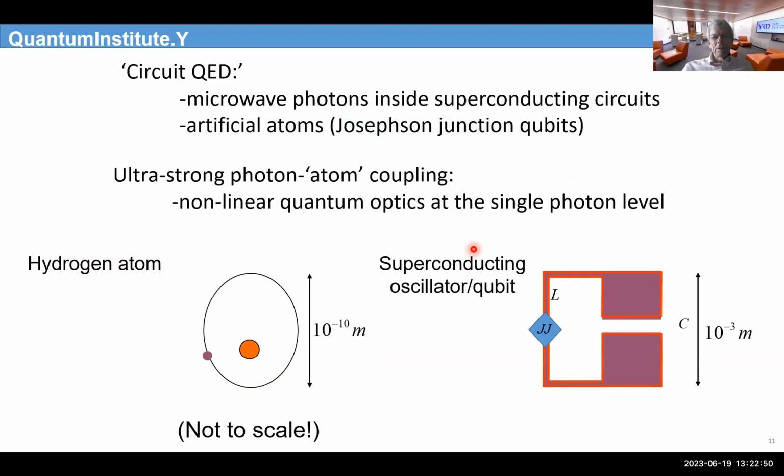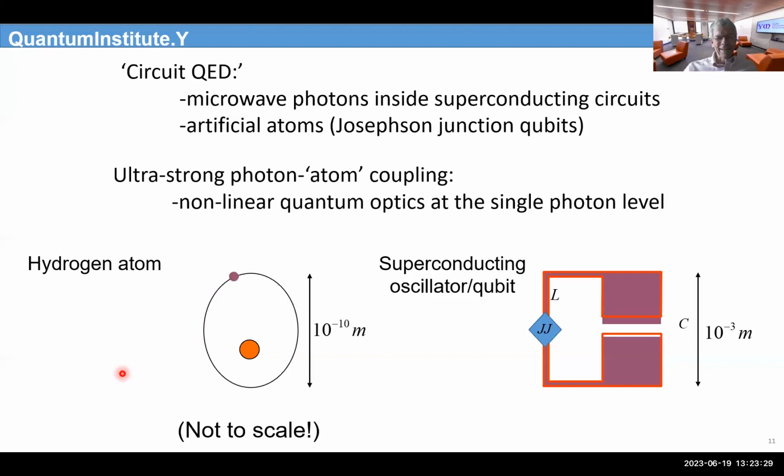Okay, so we're going to talk about circuit QED, analogous to cavity QED. It's going to be microwave photons inside superconducting circuits with artificial atoms, Josephson junction qubits. And it's going to have many advantages over traditional quantum optics because of the ultra strong atom-photon coupling. You saw the atom was a millimeter across, so that's going to turn out to be a big deal.